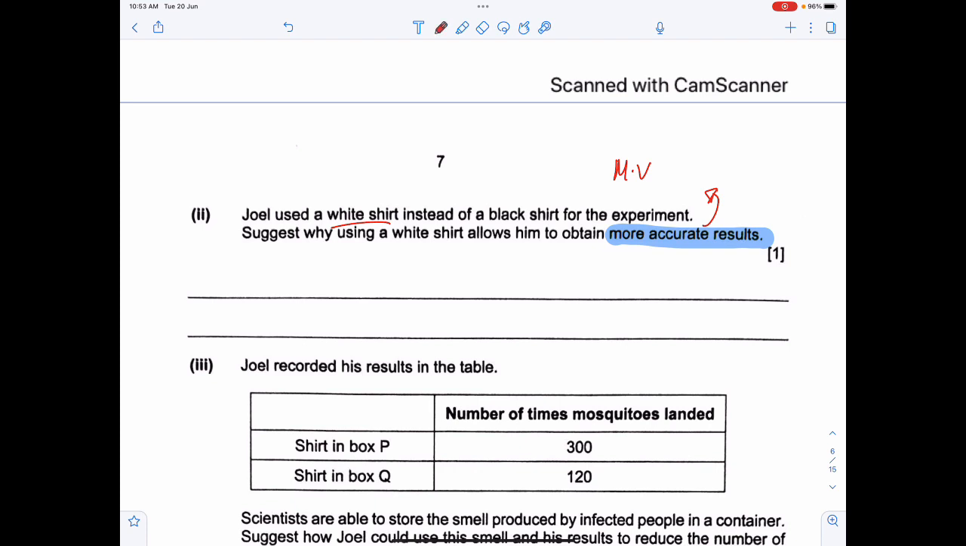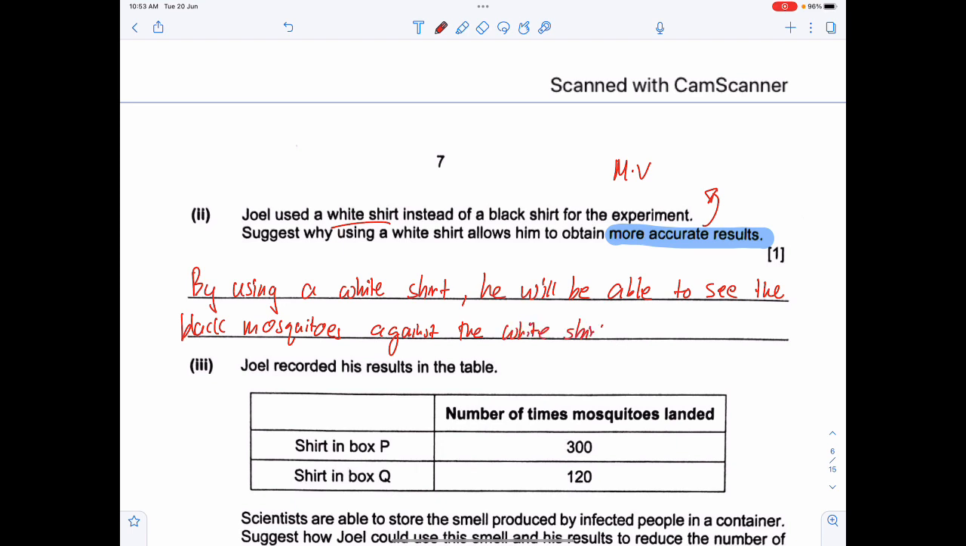So by using a white shirt, he will be able to see the black mosquito against the white shirt more clearly. Okay? That's the answer, and count them accurately.